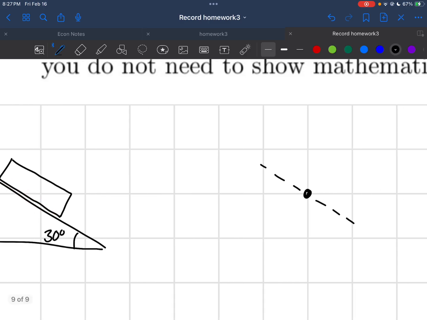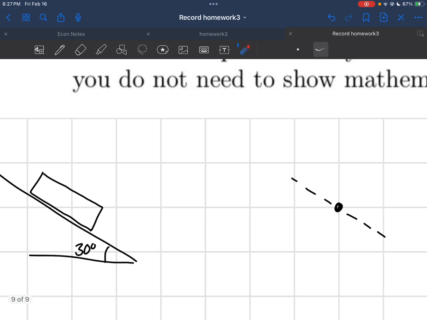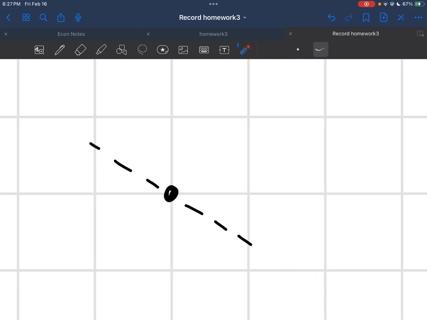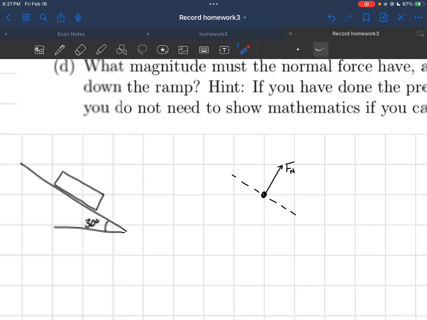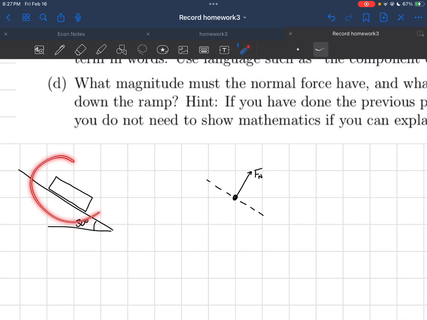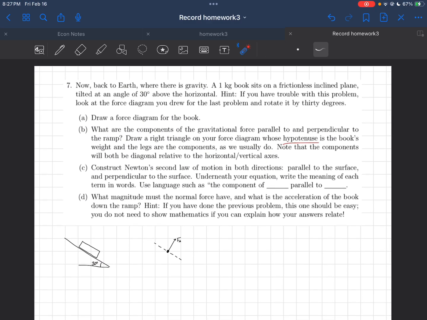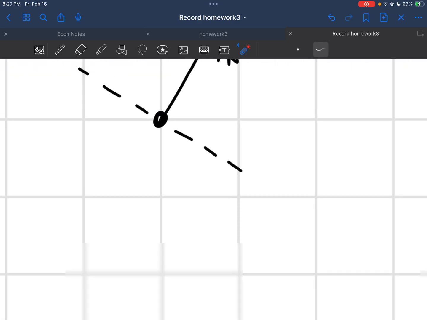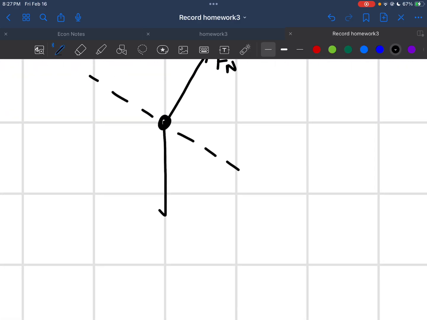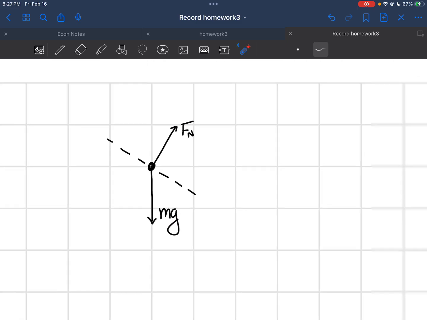So I'll have a normal force or a force that is perpendicular to that slope. And now I have a slope drawn on my diagram, so I can draw my normal force perpendicular to that line. And there's nothing else touching my book, so I'm not going to put any other forces on there, except we're back on Earth. And because we're on Earth, we have gravity again. And gravity is just going to be going straight down. All right, so it's going to be m times g.